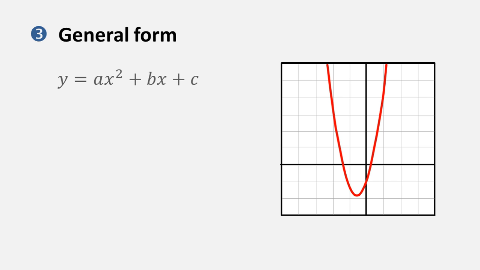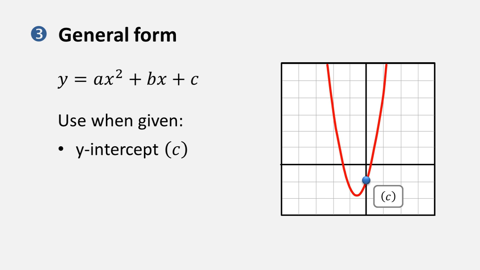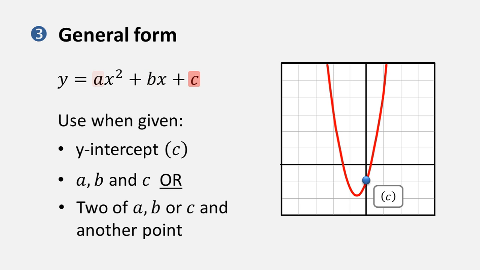The third and final form of the quadratic function is the general form, which is written as y equals ax squared plus bx plus c. The general form is used when you are given the y-intercept, the parameters a, b, and c, or two of a, b, or c, and one other point on the graph.